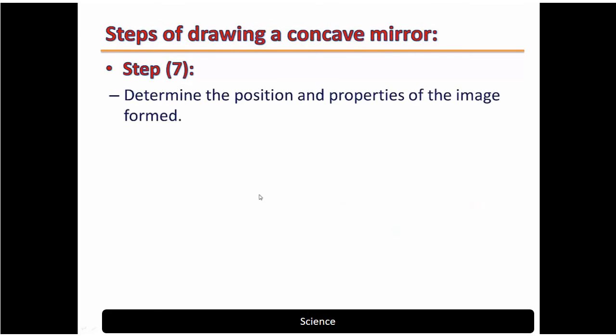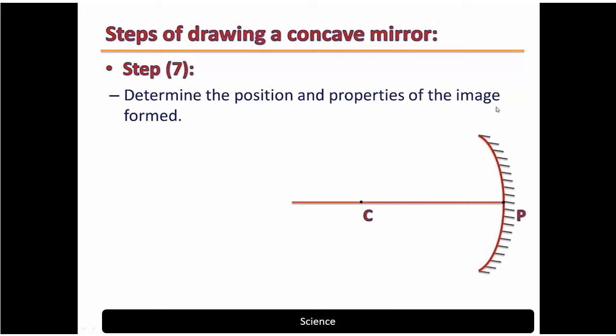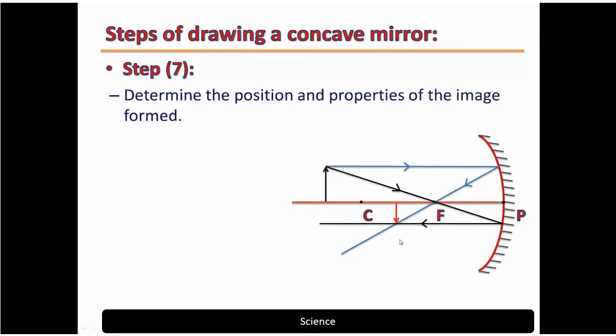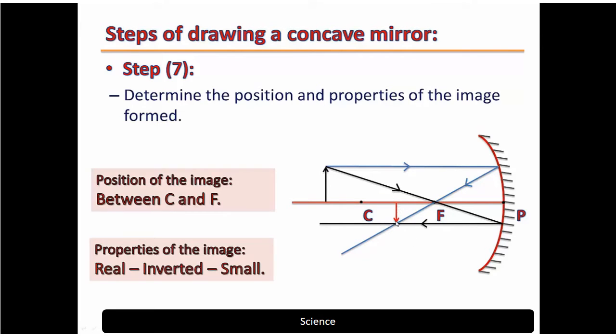Step number 7. Determine the position and properties of the image formed. As you can see, after drawing all steps, this point represents the position of the image. By drawing the image, now you can determine its position, and as you can see, the image is formed between C and F. What is the properties of the formed image? The image is real. This means that you can receive it on a screen. The image is inverted. The image is smaller than the object.